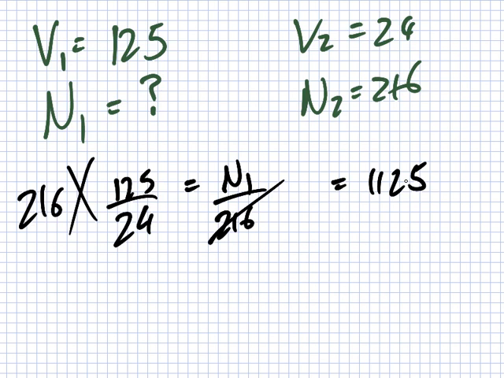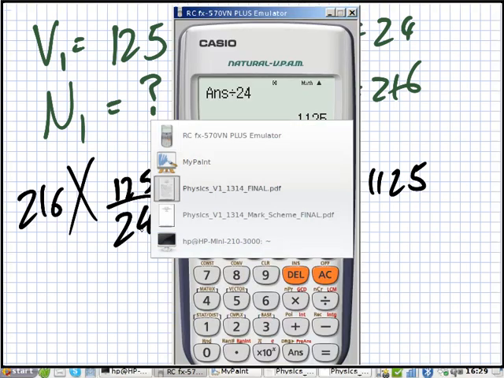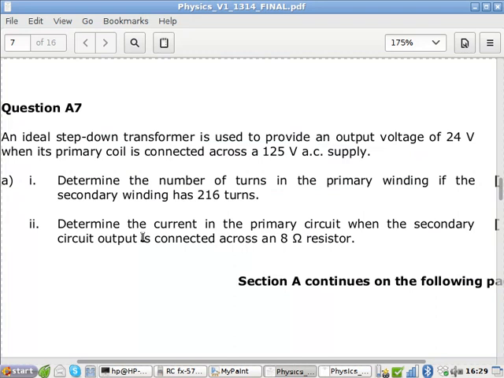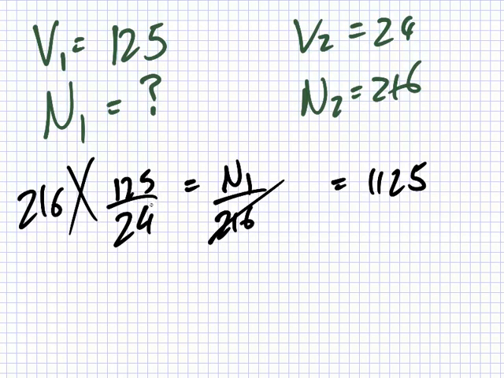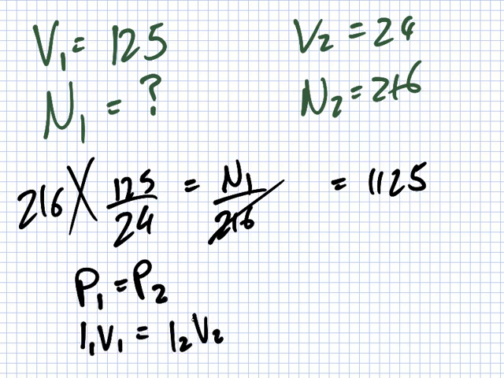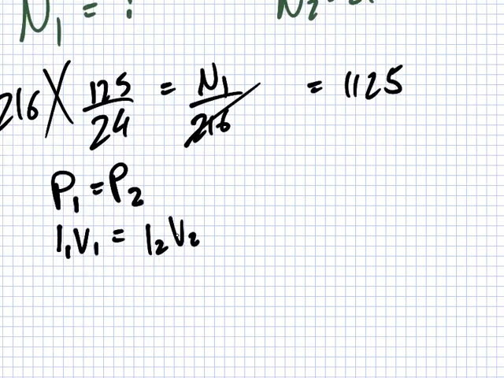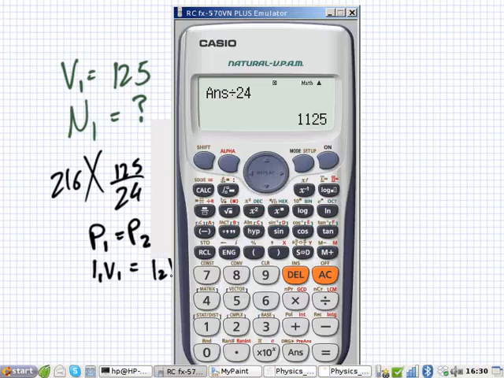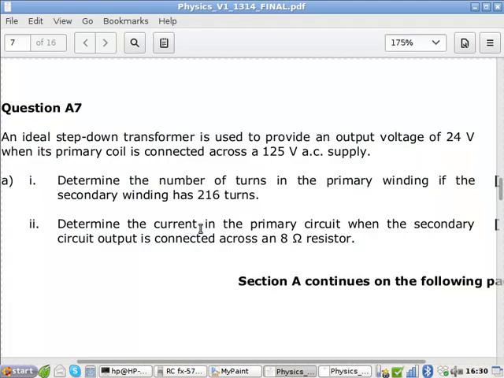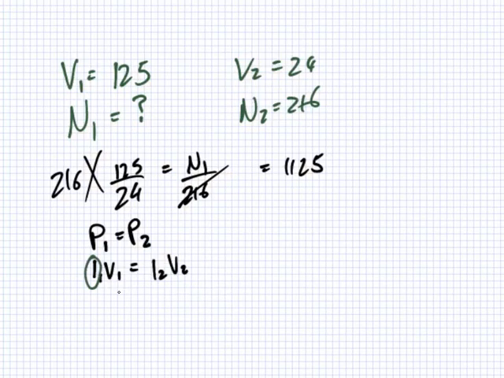And then part two is, what's the primary current when the secondary circuit is on an 8-ohm resistor? Right, so the power in equals the power out. So that means I1 V1 equals I2 V2. Now, which things do we want? We're looking for I1. Do we know V1? Yes. Do we know V2? Yes. But do we know I2? No. Well, we could know it.